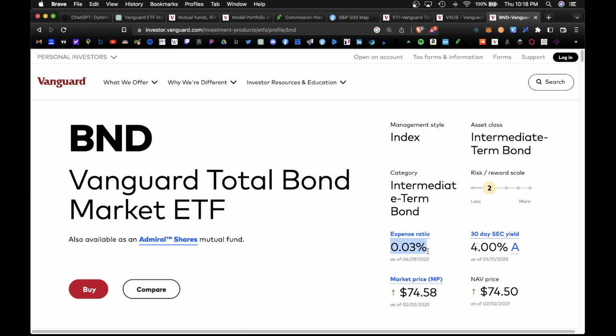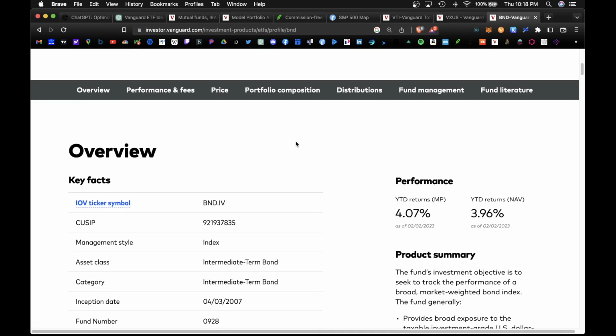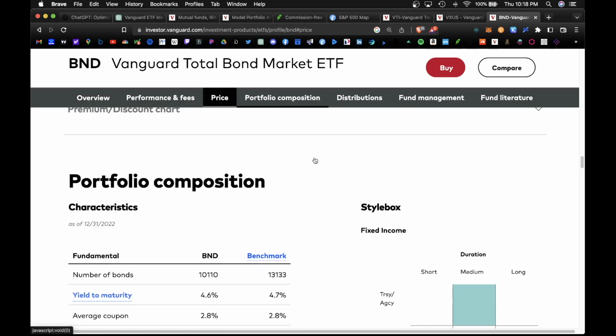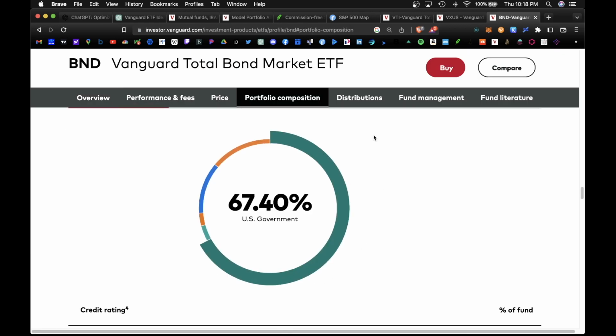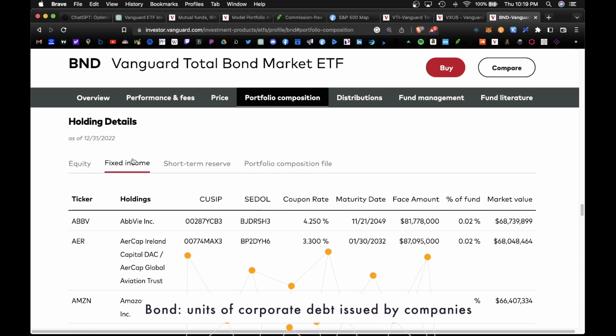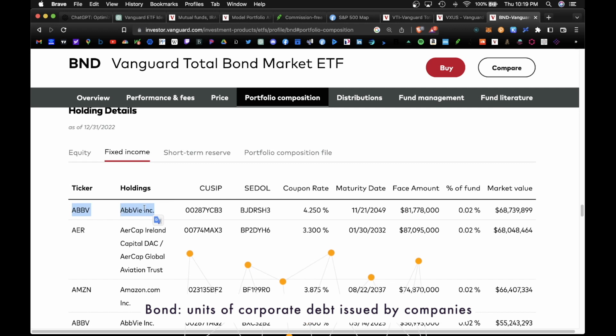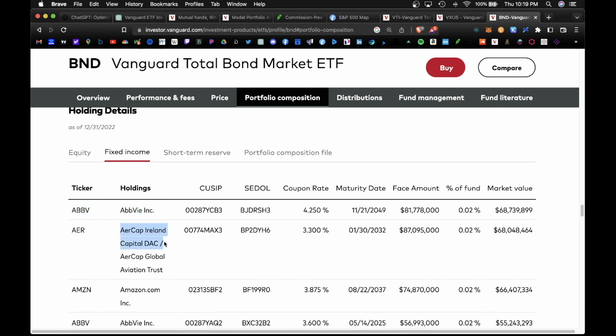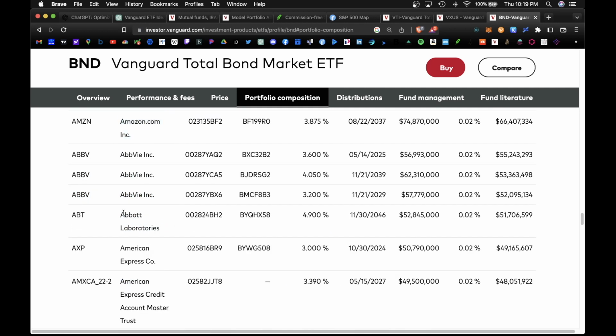expense ratio of 0.03. So if we look at the portfolio composition here, 67% is US government bonds, that's great. So bonds tend to be fixed income. So these are some of the company bonds it offers. There's AbbVie, there's AirCap Ireland Capital, Amazon bonds, Abbott Laboratories, American Express bonds.